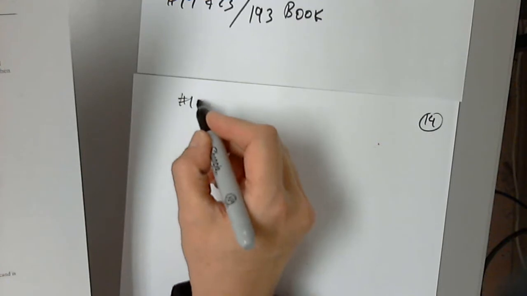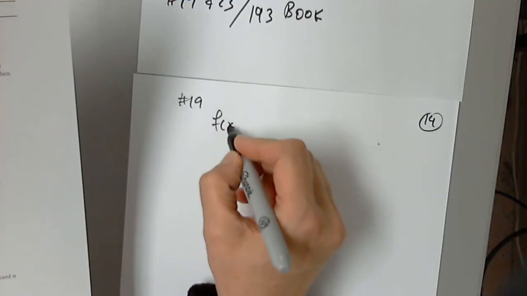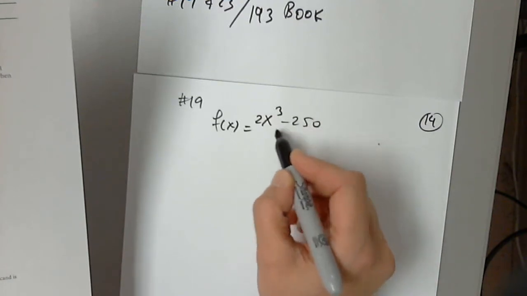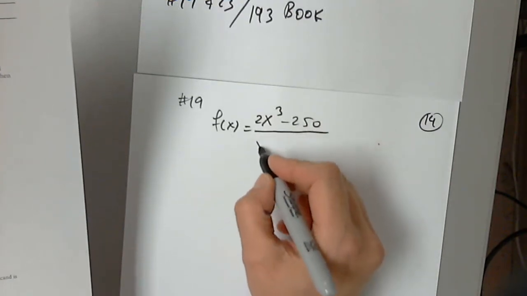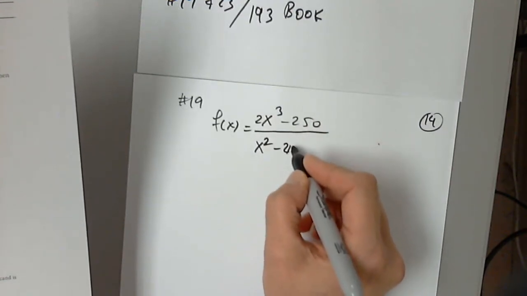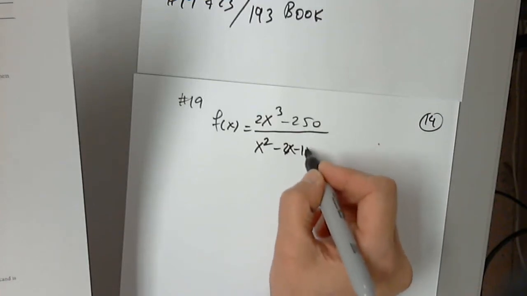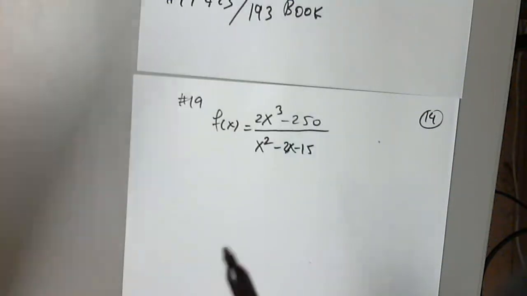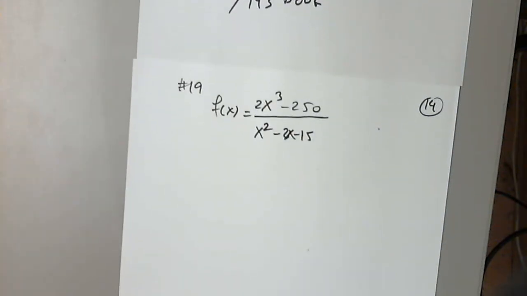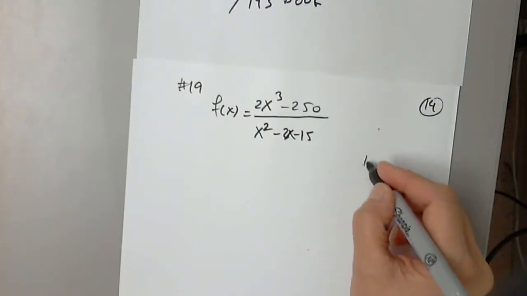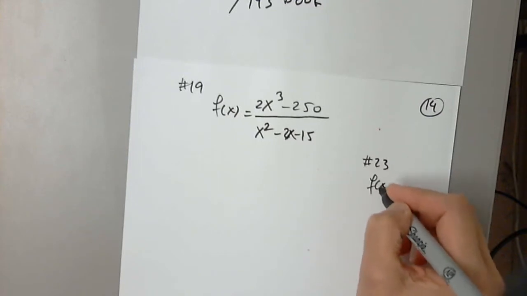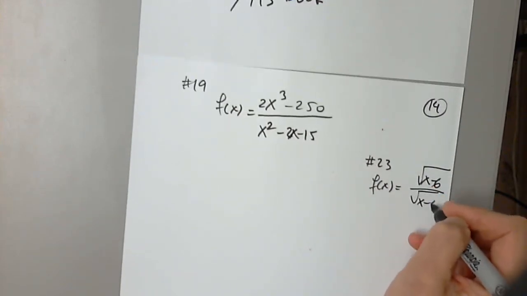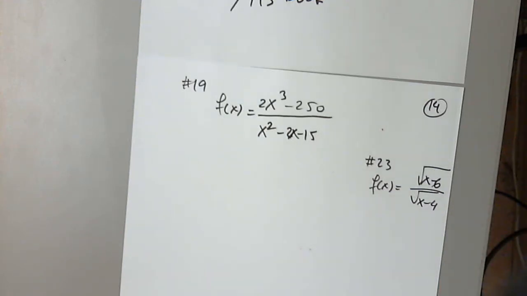Here's 19. F of x equals 2x cubed minus 250, everything divided by x squared minus 2x minus 15. For the following exercises, find the domain of each function using interval notation. And I'm going to copy 23 as well. So it's f of x, the square root of x minus 6 over the square root of x minus 4. So I can put this aside.